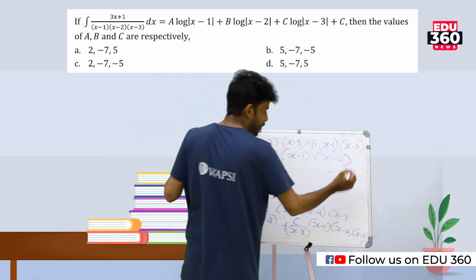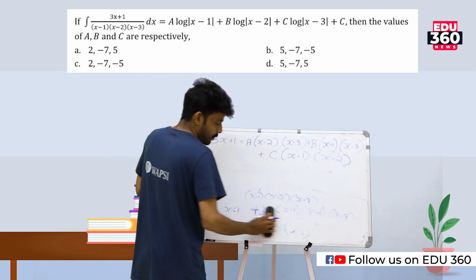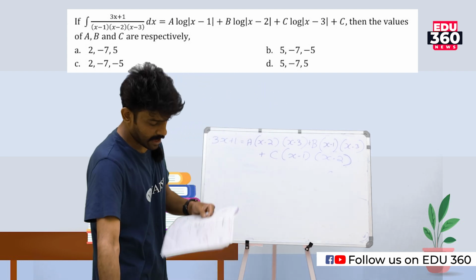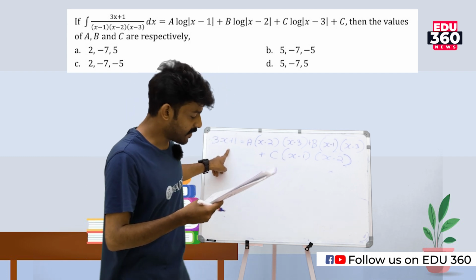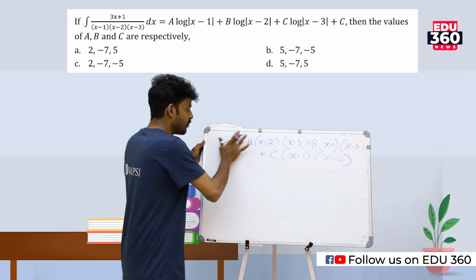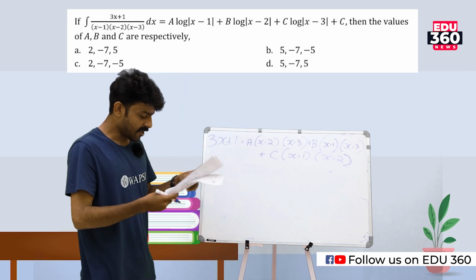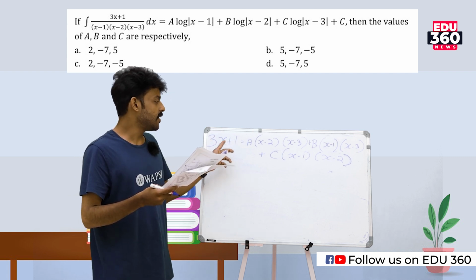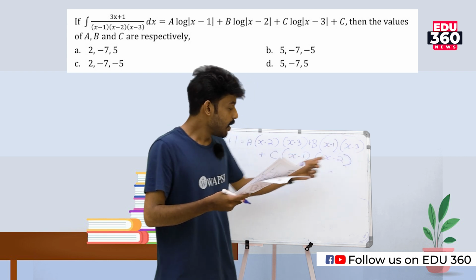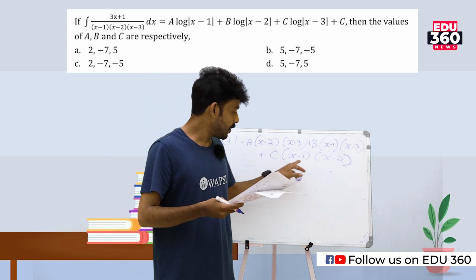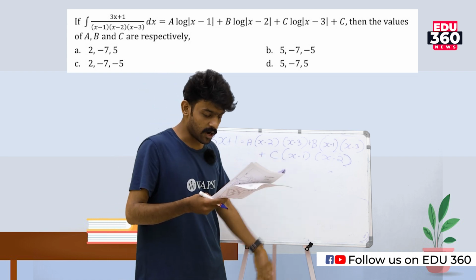So how can we find the values of a, b, c? Let me enlarge this once again. 3x plus 1 will be the left hand side, and the right hand side is a into x minus 2 into x minus 3 plus b into x minus 1 into x minus 3 plus c into x minus 1 into x minus 2.